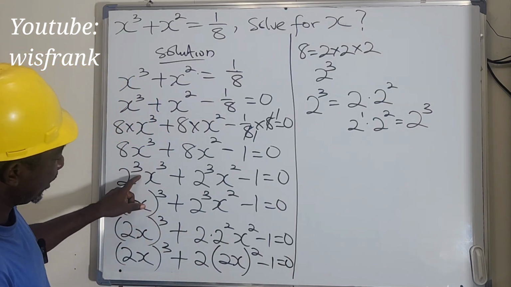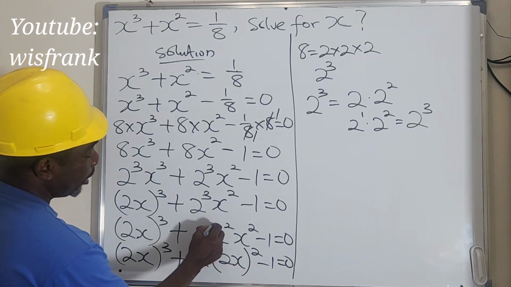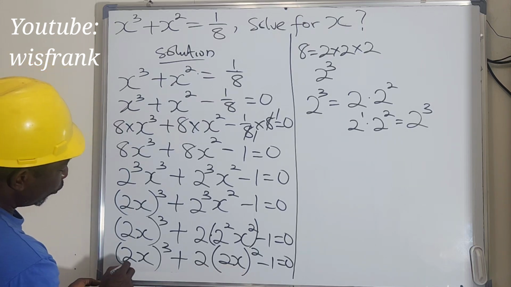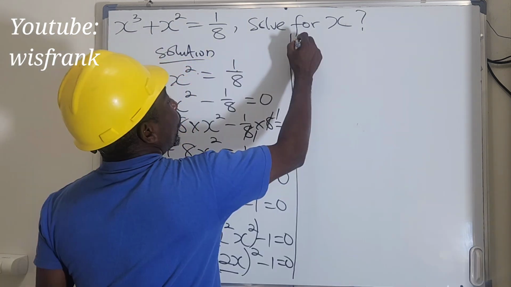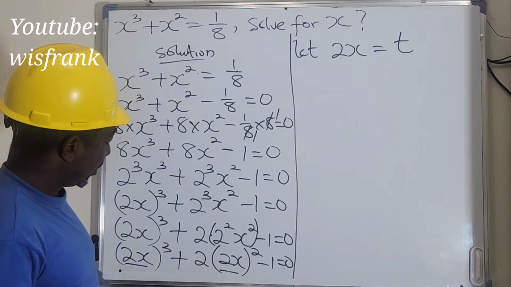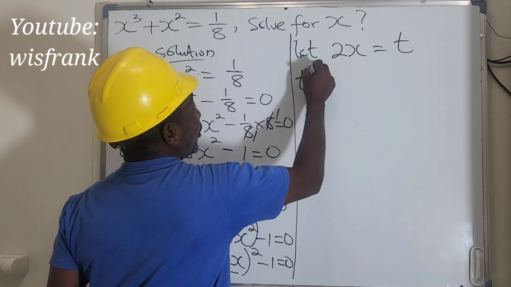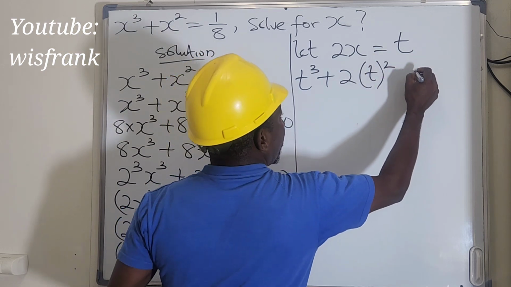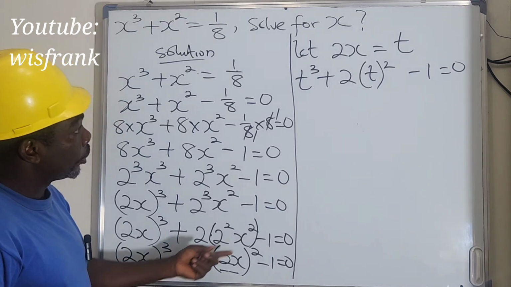The same thing that we did here is what we've done here. So 2x raised to the power of 2, that means the whole of here is what we evaluate to have this. We can see that we have 2x here and we have 2x here. So what we are going to do now, for that 2x, we say let 2x equal t. We are going to substitute t in the place of 2x. So this will become t raised to the power of 3 plus 2 into t raised to the power of 2 minus 1 equals 0. So we've done that, substituting t in the place of 2x. So this is what we have.